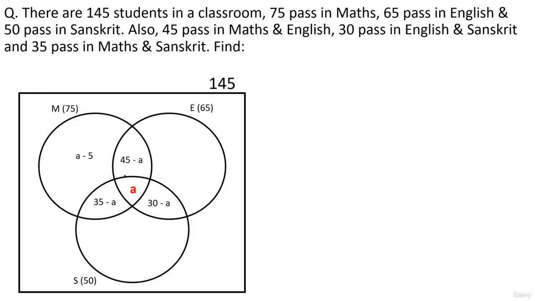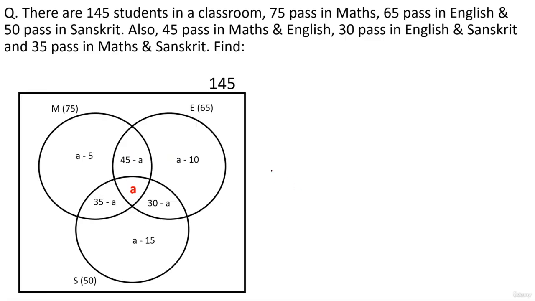Same way, 45 minus a or 30 minus a, these people are passing in English as well as some of one other subject, right? At least one other subject, right? So when you add these, you get a cancel, 45 plus 30, 75 minus a. So 65 minus क्या करेंगे? 75 minus a. When you subtract, you get a minus 10, right? Same way, people who pass only in Sanskrit is a minus 15, right?